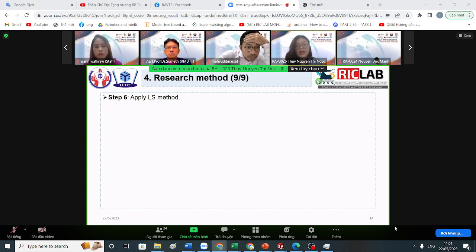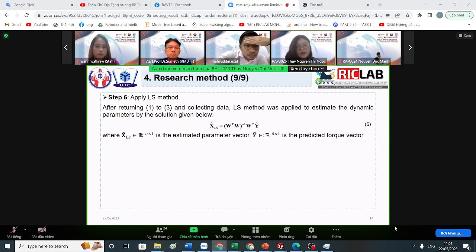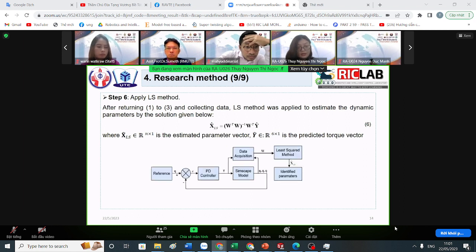Step 6, apply least square method. After regrouping and collecting data, the least square method was applied to estimate the dynamic parameters by the solution given below, like equation 6, where x hat is the estimated parameter and y hat is the related torque vector. Now let's take a look at the data acquisition and identification scheme in figure 12.